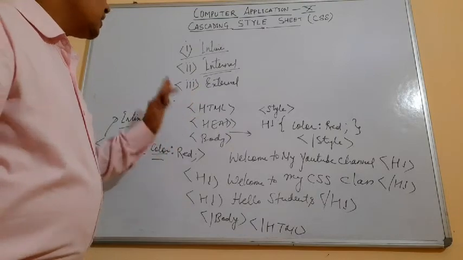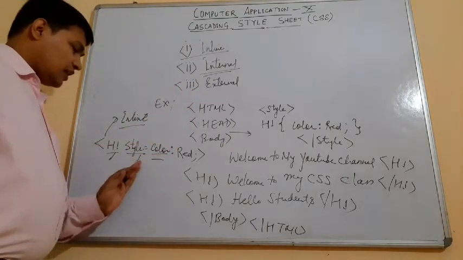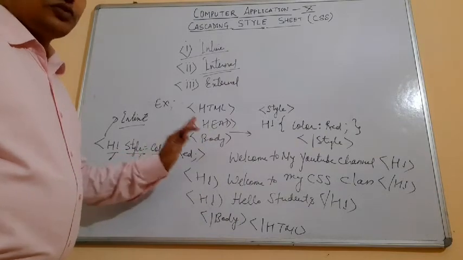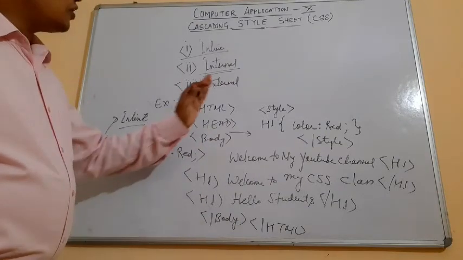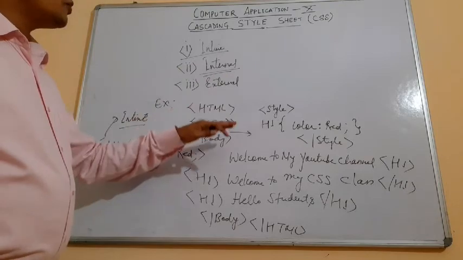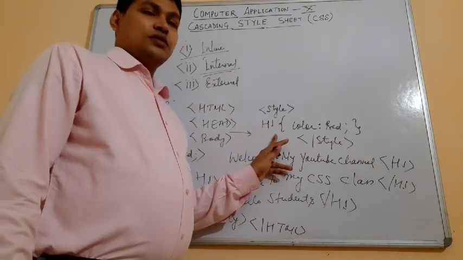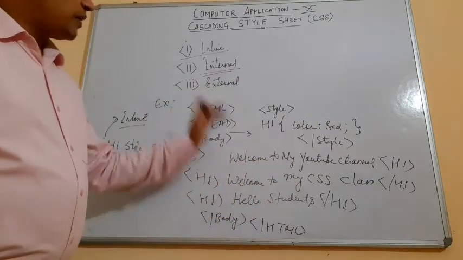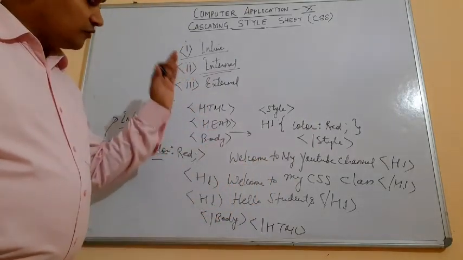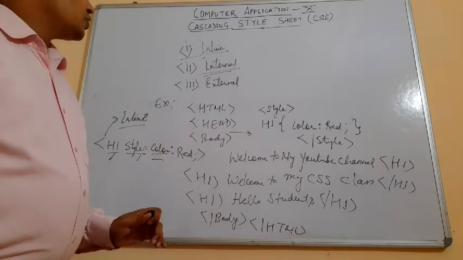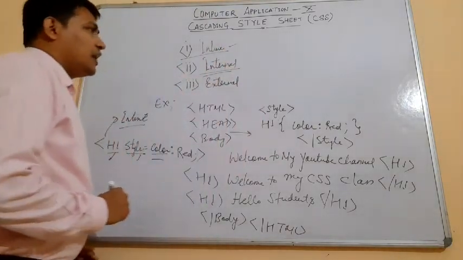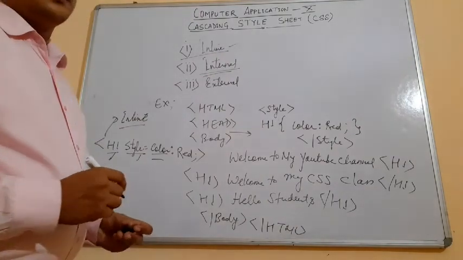In inline you have seen that you have to type the line of code on each and every line where you want to see the effect. But in the case of internal you have to define only one selector, and then define its style and its value. It will be applied in all the document, all the pages. So it is better to use internal in place of inline.